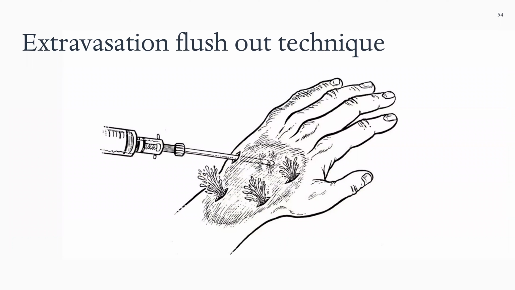This is the flush out technique. So you leave your Jelco there, you make holes around the area, and you can flush out. They say you use dilute hyaluronidase, but I'm sure you can just try and flush out with saline as well. You can numb the area with lignocaine, without epi, of course, and then inject around and then flush it out, and then obviously plastics afterwards.